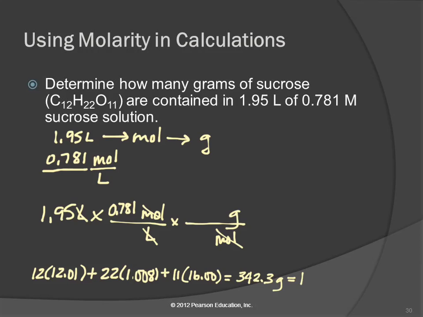Grams of sucrose, that's equal to 1 mole. That's the molar mass. So that's the number we need for that last term, 342.3. We come up with a mass of 521 grams. Any questions?